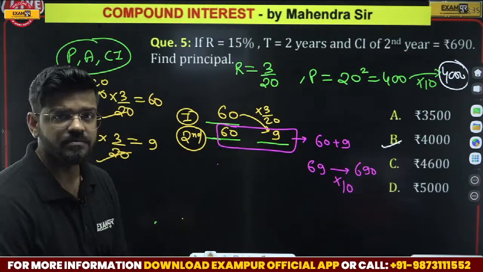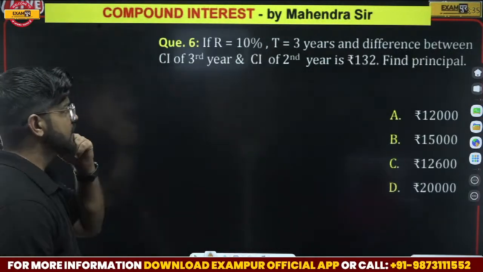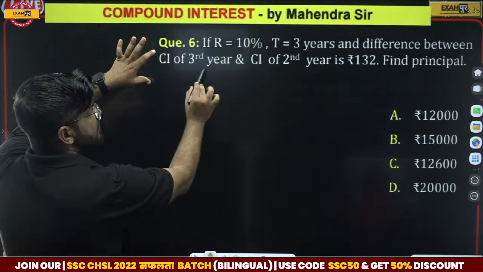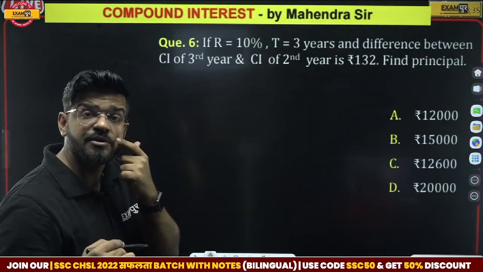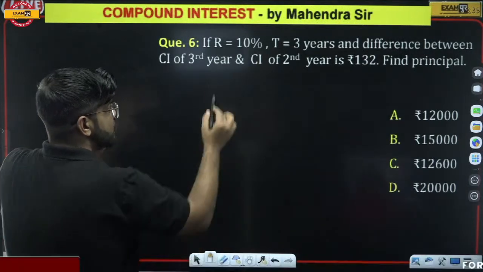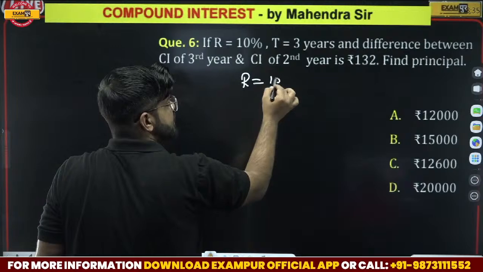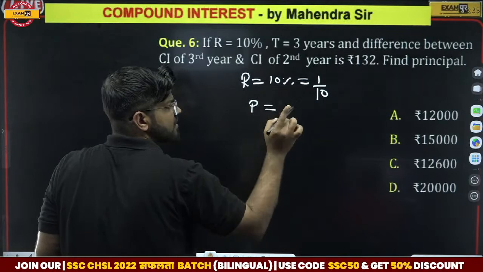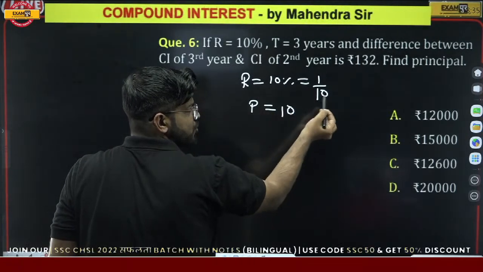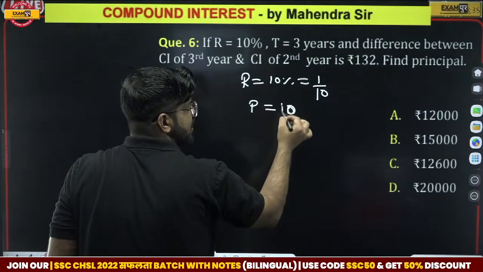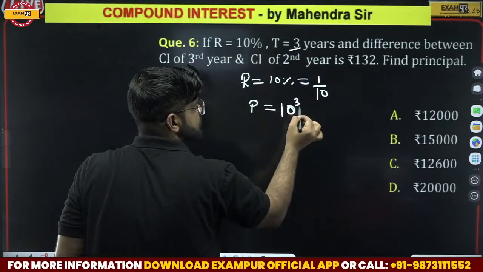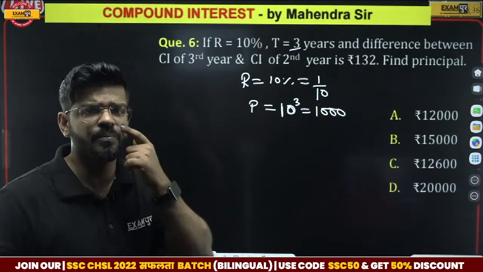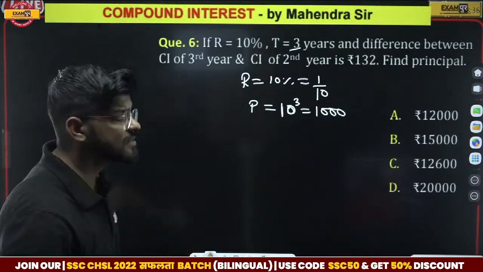Okay, no problem. Let's see another question. R is 10%, and here I have the difference between CI of the third year and CI of the second year. So R is equal to 10%, that means 1 by 10. So P will be 10, whatever is in the numerator and denominator, to the power of T. T is 3 years. That means 1,000.